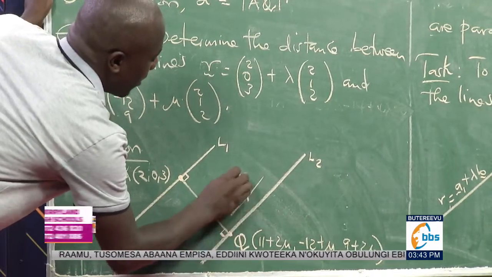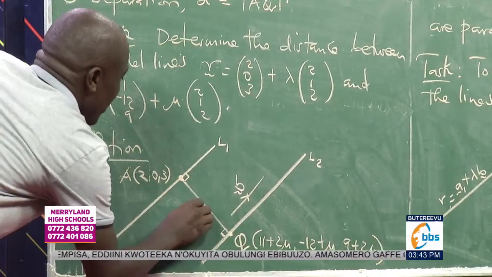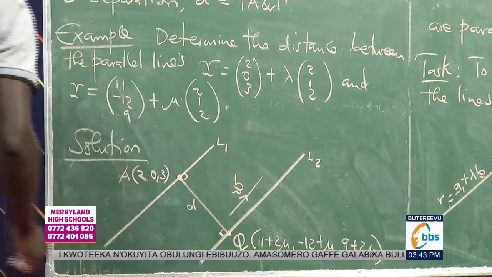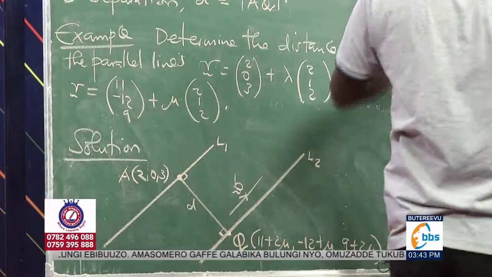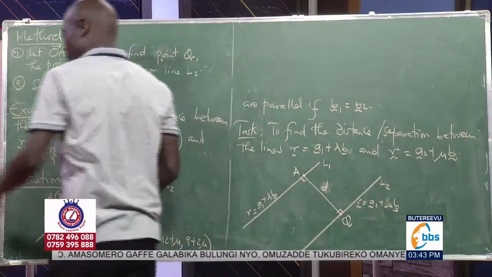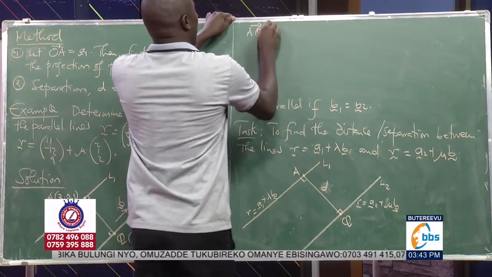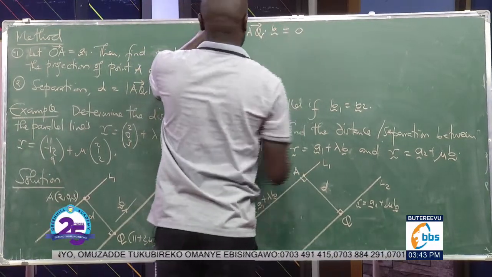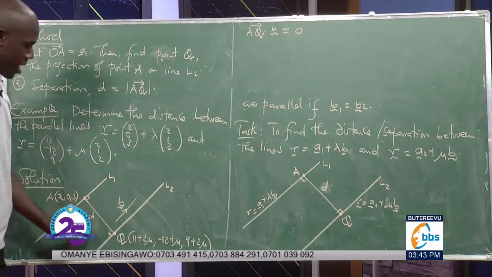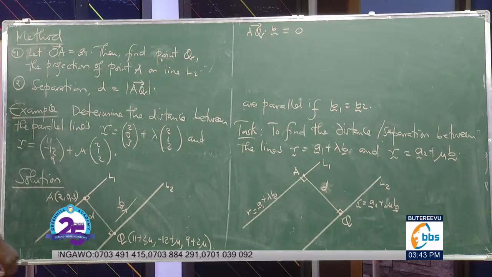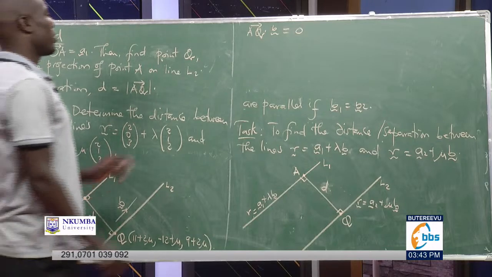So this is the direction vector of the line B. And so the separation we are finding is this one here. Let's call it D. Now, we shall use AQ dot B to find what we need. So we shall say AQ dot B should be equal to 0, because the vector parallel to this and that guy are perpendicular.